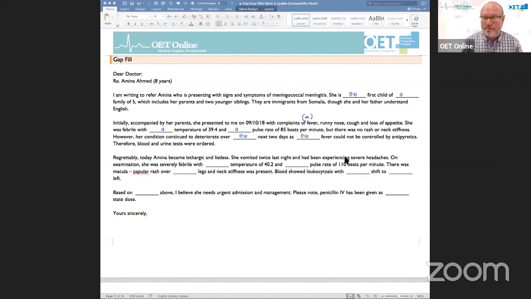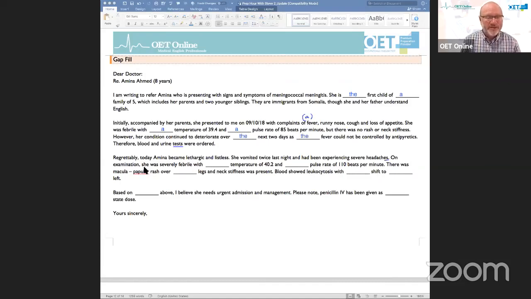As the fever could not be controlled by antipyretics, therefore blood and stool tests were ordered. So no article there because test is plural. Regrettably today, Amina became lethargic and listless. She vomited twice last night and had been experiencing severe headaches. Headaches is plural, no article.